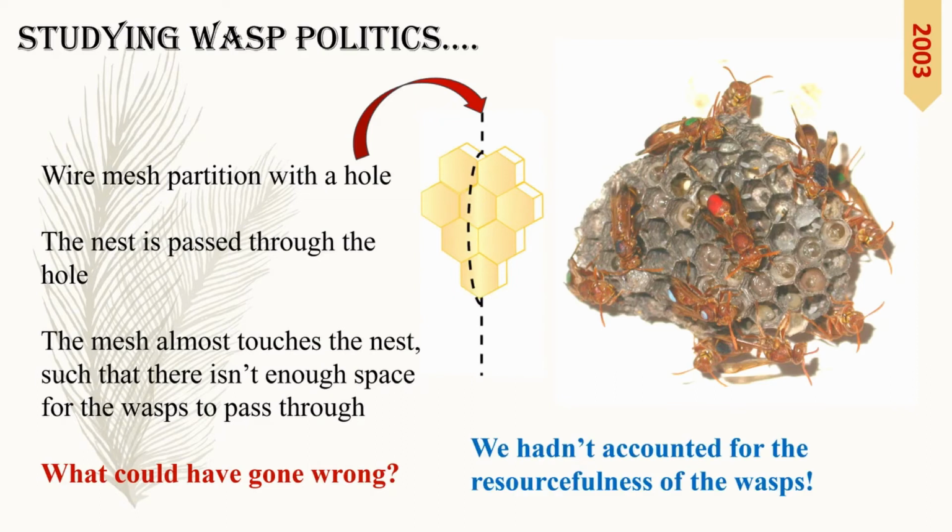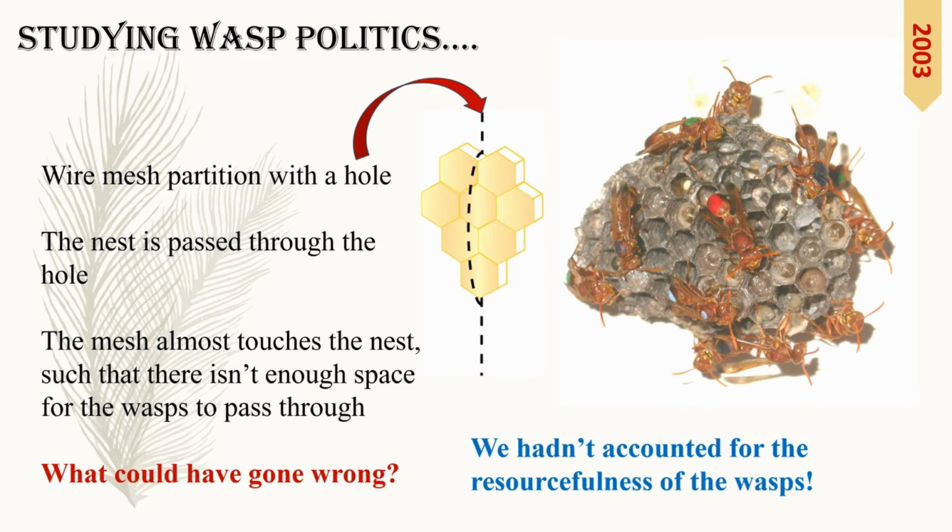But then we had not accounted for the resourcefulness of the wasps and how keen they are on working. So when we did the second experiment, everything went fine up to the first hour after cutting the hole and putting the nest and starting observations. Then I see there is this one particular wasp who is supposed to be on the queenless side. She goes out, gets food, comes back, feeds the larvae on her side of the nest, goes back, gets food, and then she's trying to put her head through the mesh to feed the larvae on the other side. And of course, she can't do it, and she keeps trying.